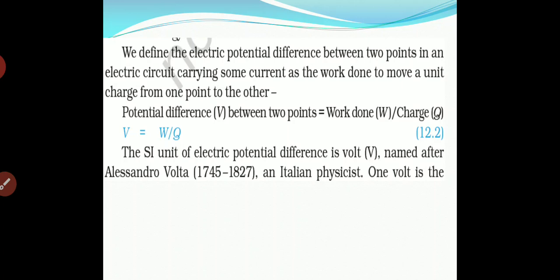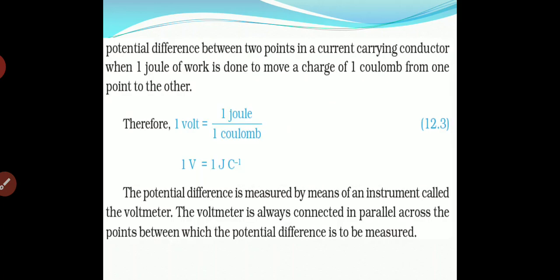And the SI unit of potential difference is the volt, V. The SI unit of electric potential is the volt, denoted by V. Its name comes from Alessandro Volta, an Italian physicist. One volt is the potential difference between two points of a current carrying conductor.